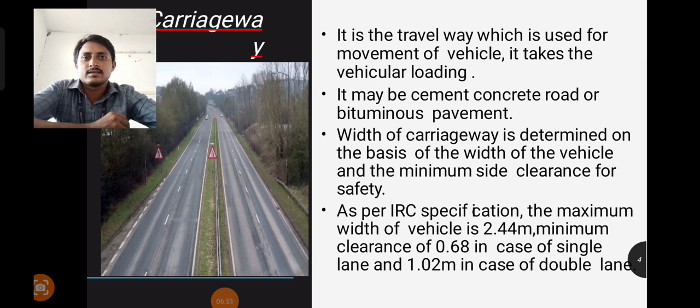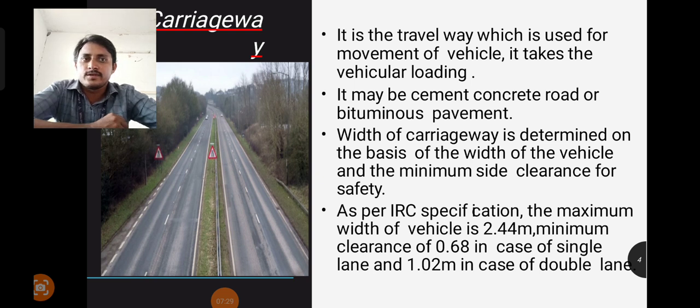So the width of the carriageway, or the width of the roadway, depends on the factors influencing the width of the road. It is determined based upon the width of the vehicle. For example, there are numbers of vehicles such as lorries, buses, bicycles, and each vehicle has a separate width. Mostly how much width of the vehicle is taken is given by the IRC.